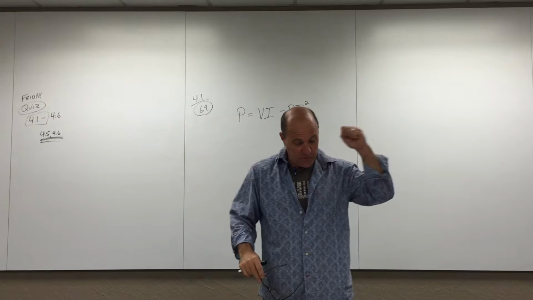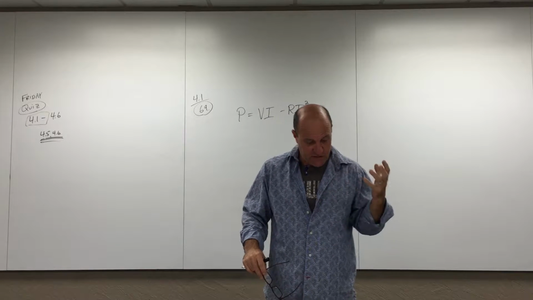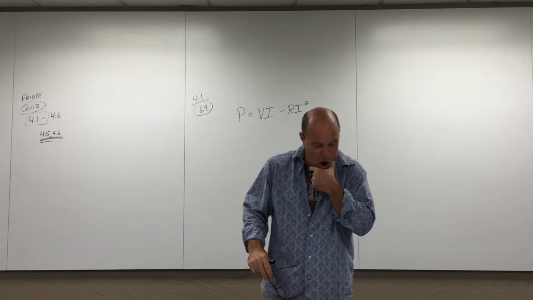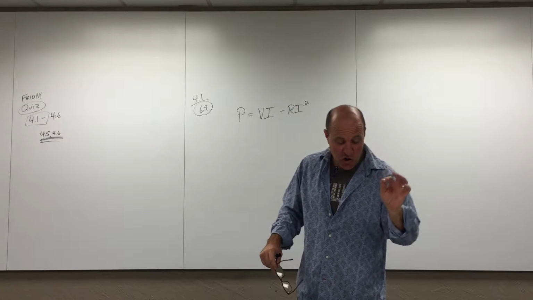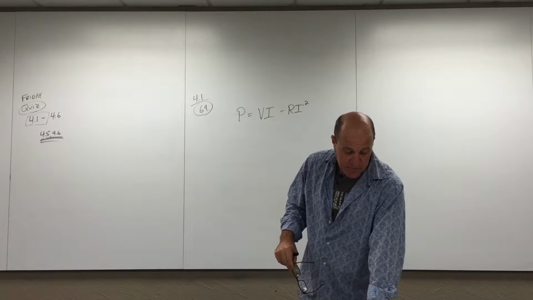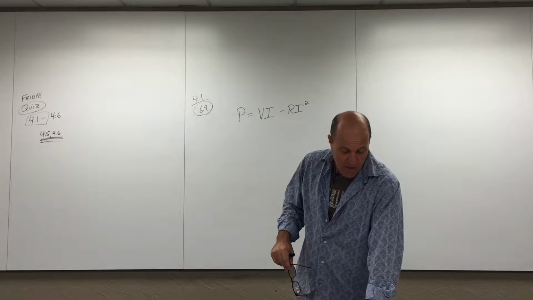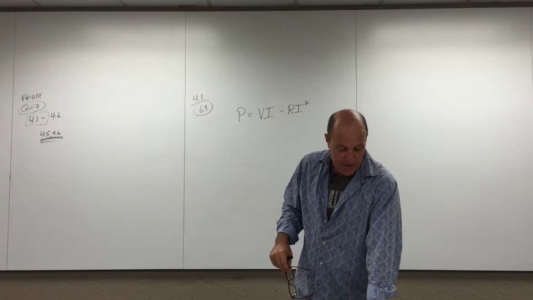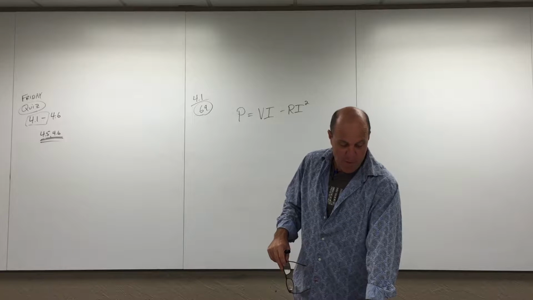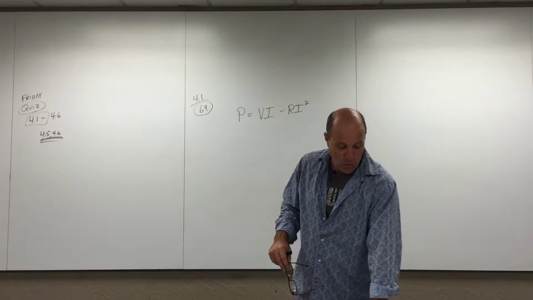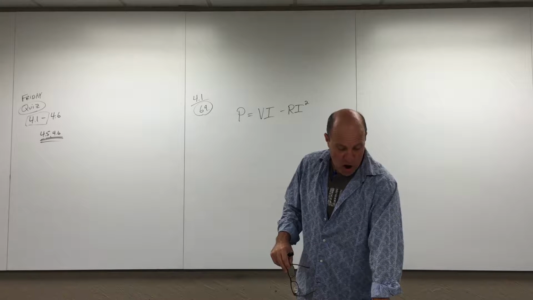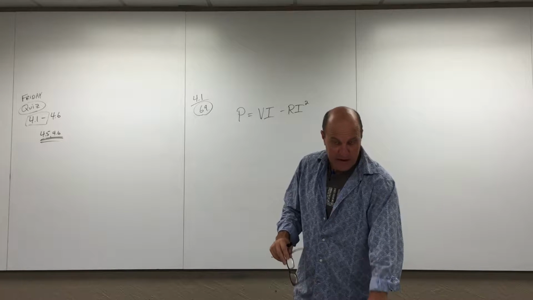V is the volts, the electromotive force. It's the force in volts. R is the resistance in ohms. I is the current in amperes. Find the current that corresponds to a maximum value of P in a battery for which V is 12 and R is 0.5. Now let me stop there.